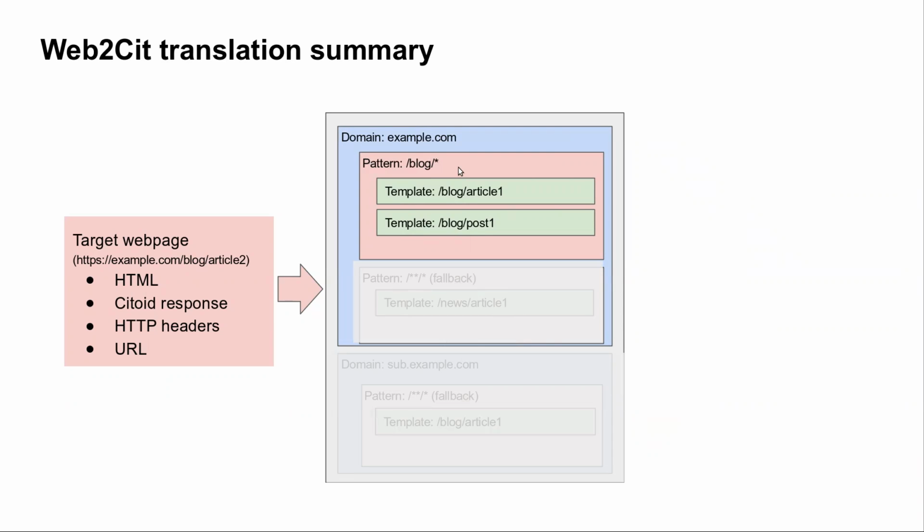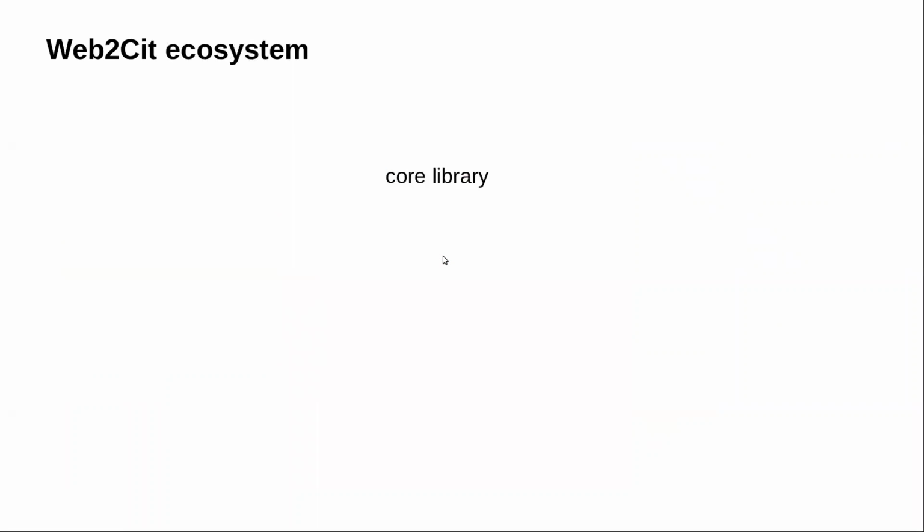And at this point, Web2Cit is going to try sequentially every template defined for this pattern. It's going to try this one first and this one next, until it finds a template that applies for the target web page given. The moment it finds one, it will return a citation. In case it doesn't find any, then we're going to use a fallback template. All patterns include a fallback template that always applies, and for the moment, it just returns what Citoid would have returned. But that's not so important right now. So that's the overview.